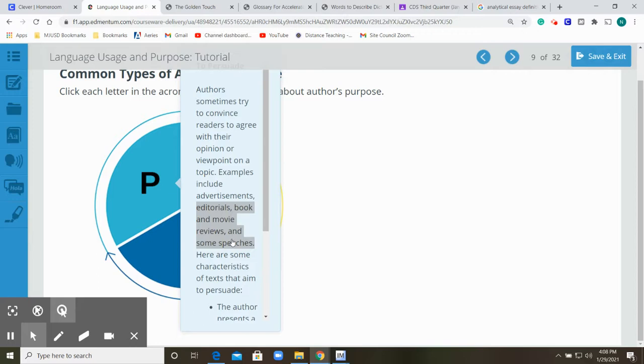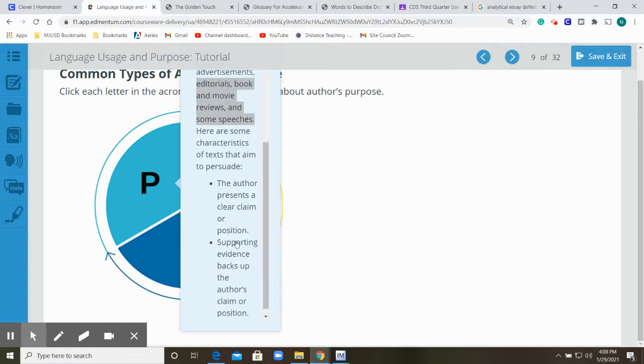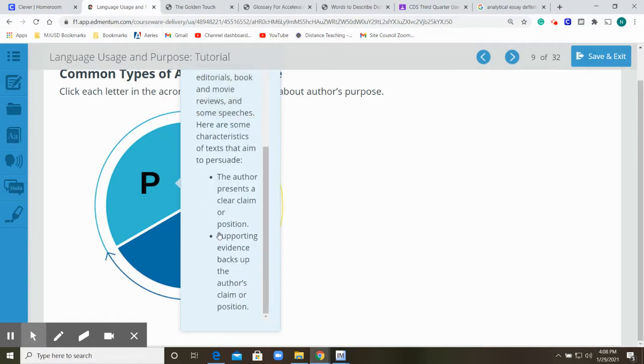So some examples are editorials, book and movie reviews, and some speeches. Supporting evidence backs up the author's claim or position. Don't ask me why I can't highlight that in yellow.